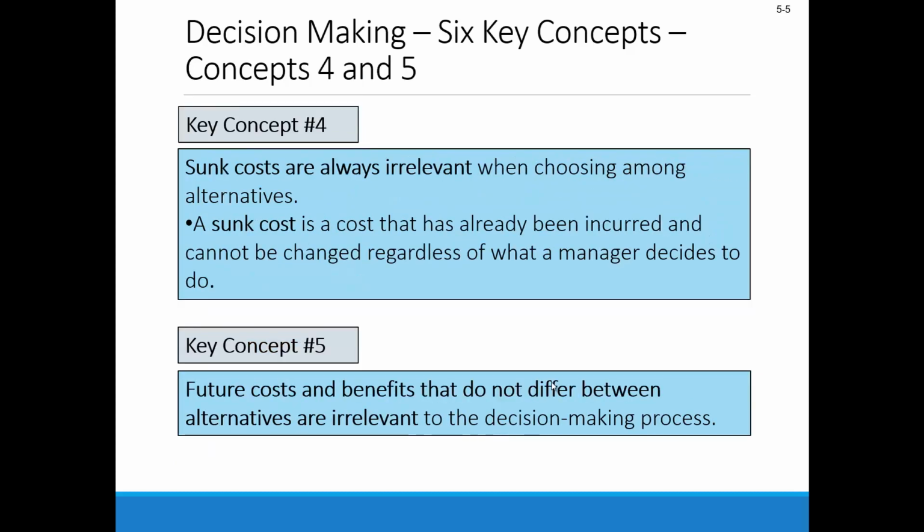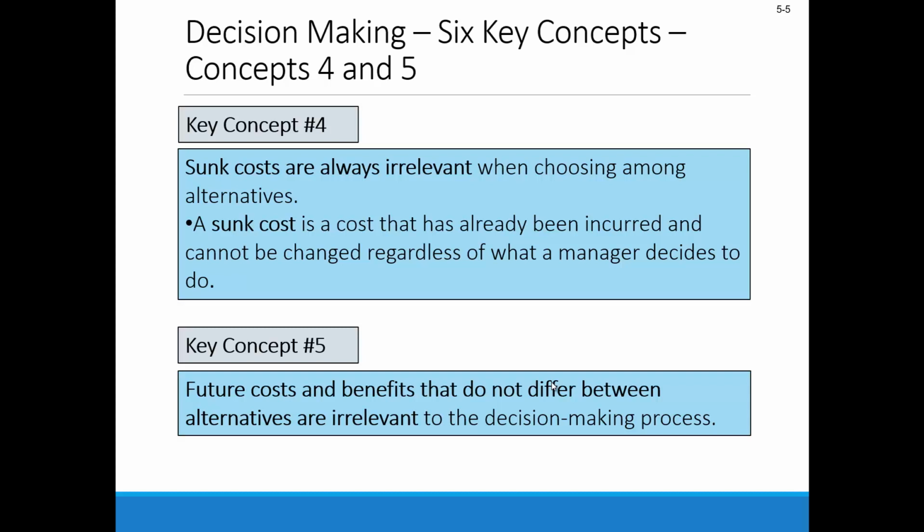A couple of terms that we introduced way back in Chapter 1 will also come back around and be useful here in Chapter 12. And the first is sunk costs. So sunk costs, as we may recall, are any costs that have already been incurred in the past. They can't be changed regardless of anything that we decide to do in the future. So from a decision-making standpoint, those should always be irrelevant when picking among alternatives.